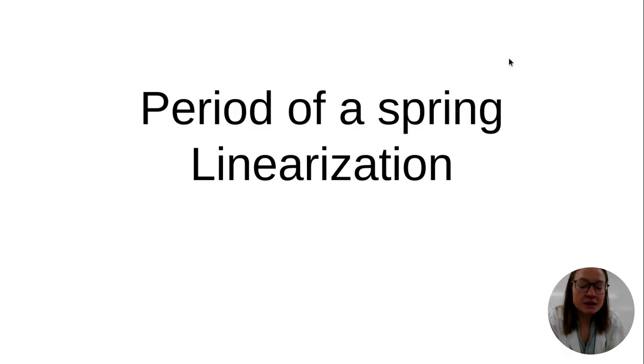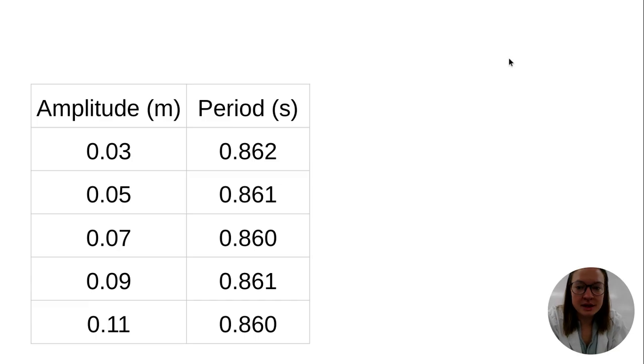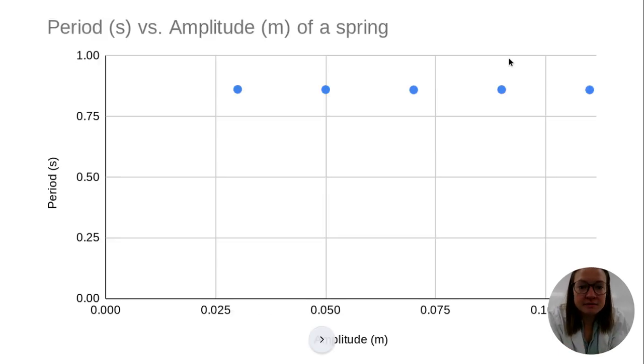I took some data of some springs, and I took data of all the variables that I think might matter. Here's the first one. In each of these cases, I had a spring and I pulled it down to different points. First, I pulled it down 3 centimeters and 5 centimeters and 7 centimeters, 9 centimeters, and 11 centimeters. And I got the following periods. Then I put that on a graph.